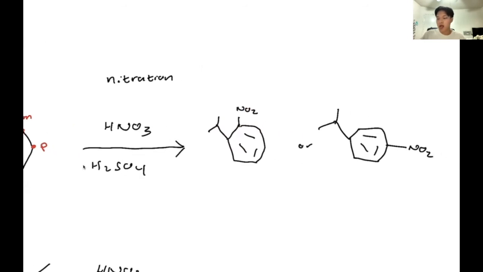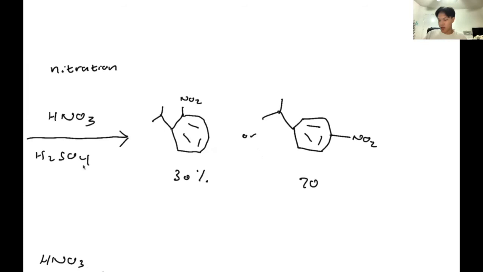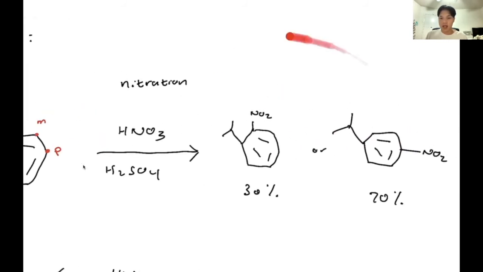If we're talking about ranges of percentages, this might be 30%, but this will be 70%, right? You see how the group is added further away from the bulky isopropyl chain. But if you add these two, you're completely correct. This is just the minor, and this is the major, right?